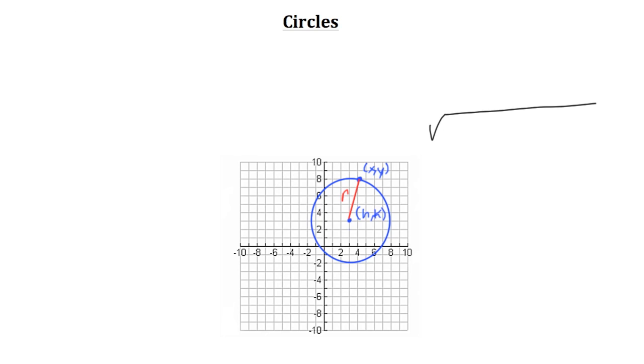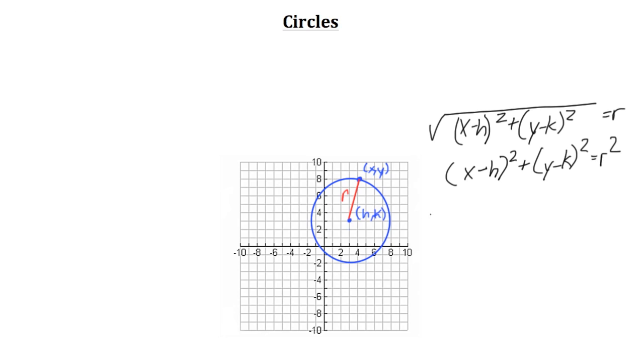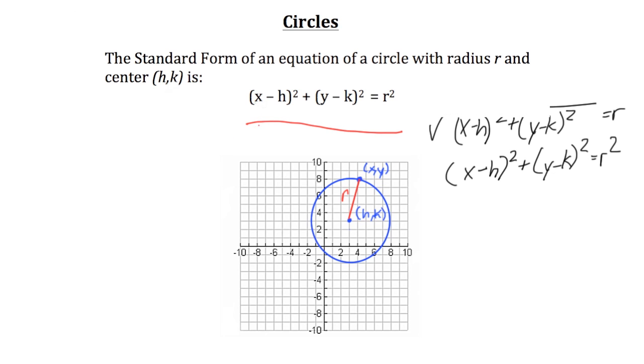We get the square root of (x minus h) squared plus (y minus k) squared equals r, the radius. So then we square both sides and we get this result. We arrive at (x minus h) quantity squared plus (y minus k) quantity squared equals r squared. The equation you see is indicated right here: (x minus h) squared plus (y minus k) quantity squared equals r squared. Standard form of an equation of a circle.